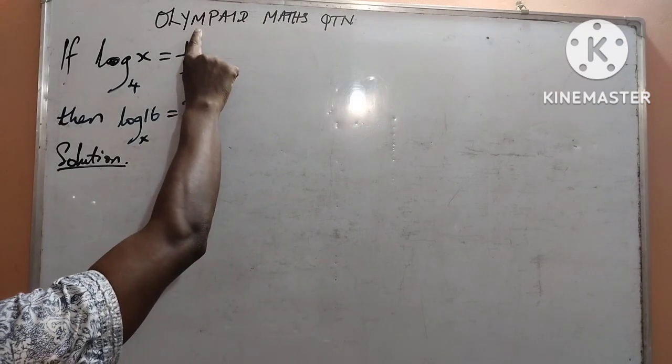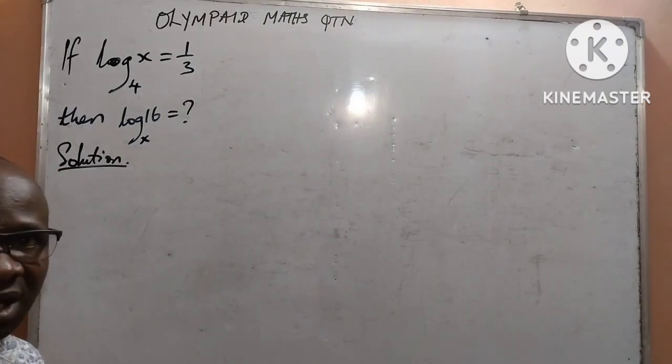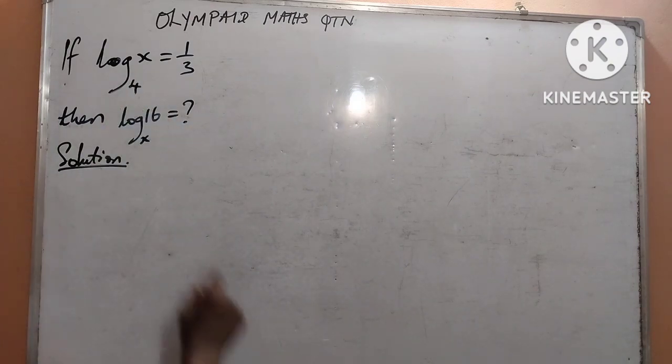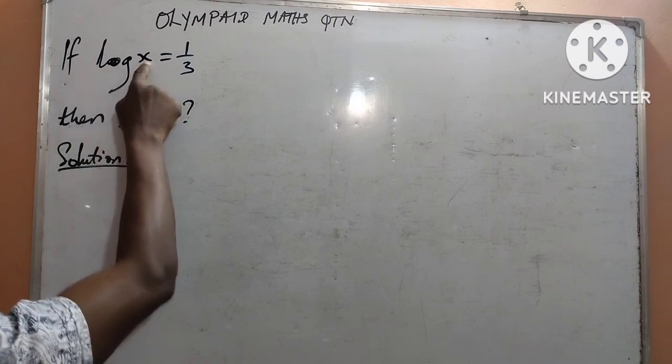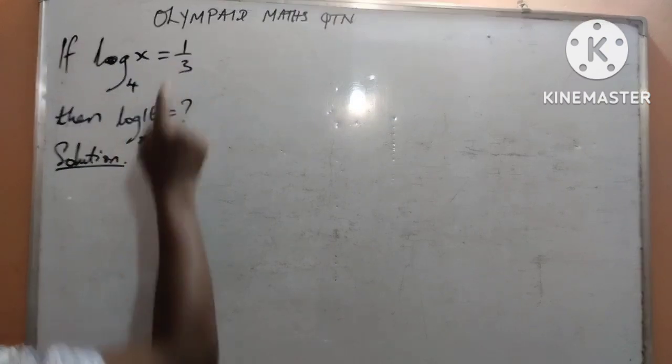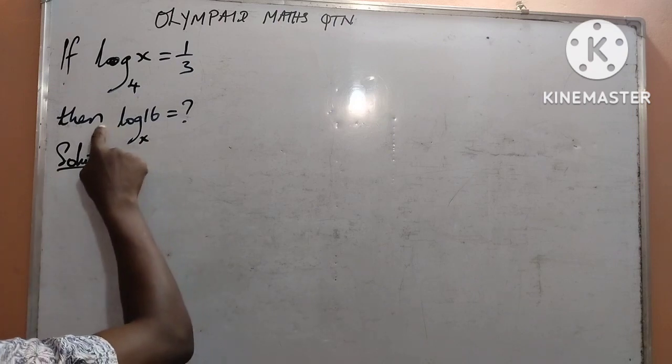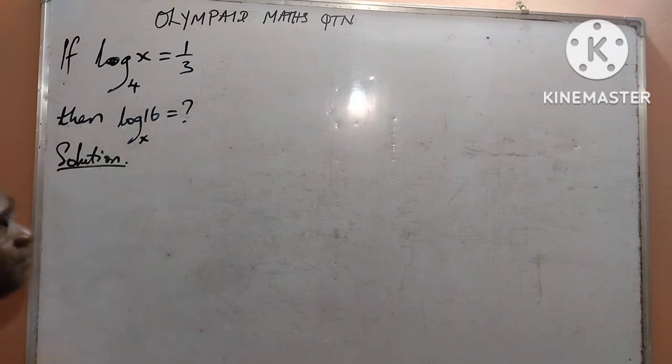In today's class, we shall be taking an Olympiad math question. It involves logarithms, and the question has been given to us to solve: if log x base 4 is equal to 1 over 3, then we should evaluate log x base 16.